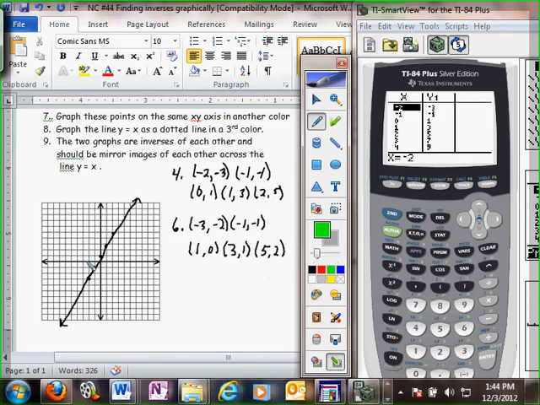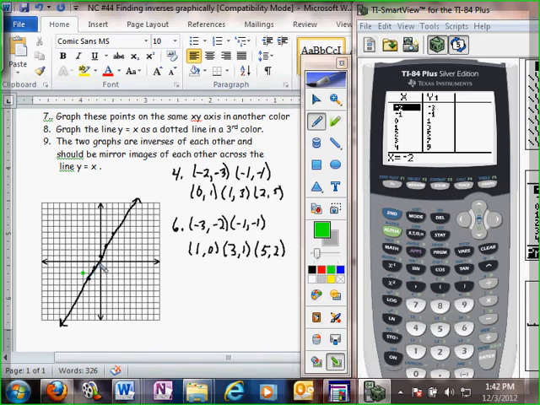So I've got -3, -2. -1, -1 is there. 1, 0. 3, 1. And 5, 2. And I want to sketch that function.